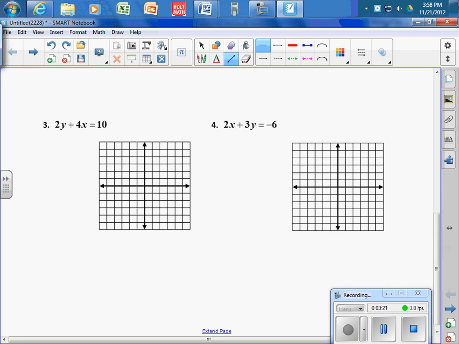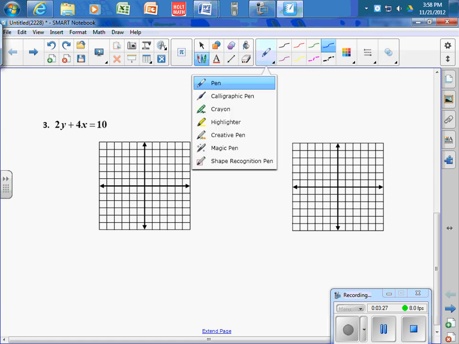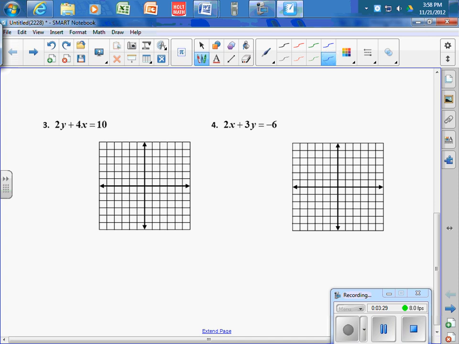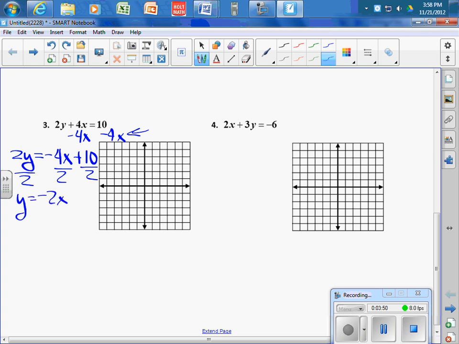Now in number 3, what's different about this? What's different is we don't have y by itself here. So I have to get the y by itself. How am I going to do that? By subtracting 4x from both sides of the equation. Now remember how we want this. It'll be 2y is equal to whatever the x term is, that's going to come first. It's -4x and then a +10. We're going to now divide through by 2, and I'll get y is equal to -2x plus 5.